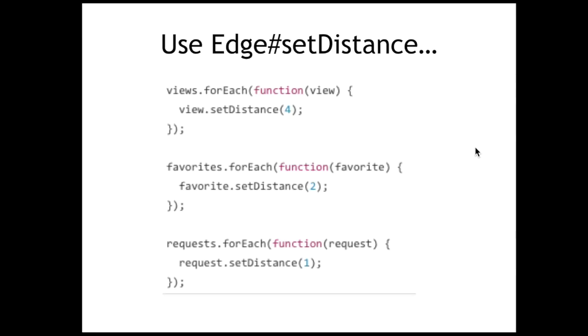So we'll use this edge set distance method to make sure that once we've created our graph, we adjust all of our distance parameters. Views are not as important as favorites or requests, so they're going to have a distance of 4. It takes longer, they're further out to traverse. Favorites, distance of 2, and requests a distance of 1.